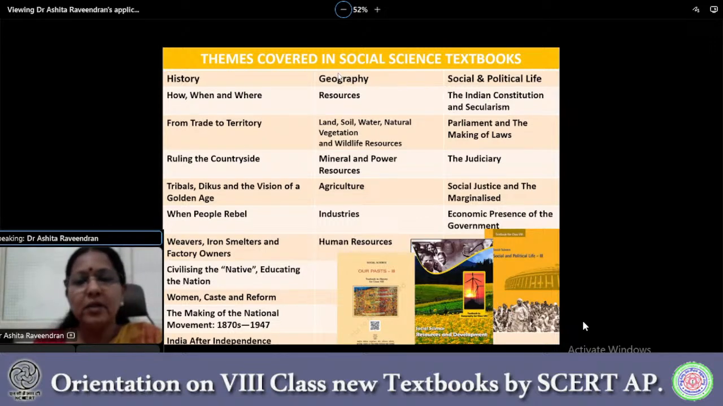Then we also have two chapters which cover the economic presence of government. Here we are dealing with how the government makes its economic presence, that is, how the government performs for the citizens. Here we have public facilities being dealt with: what type of public facilities the government gives, why it is important to give them, and what the importance of public facilities is in the life of each individual.